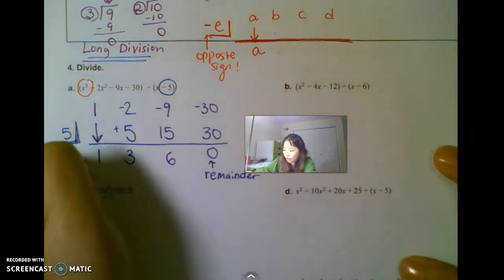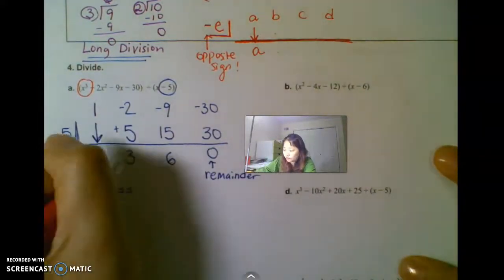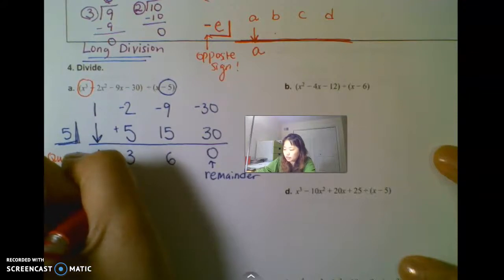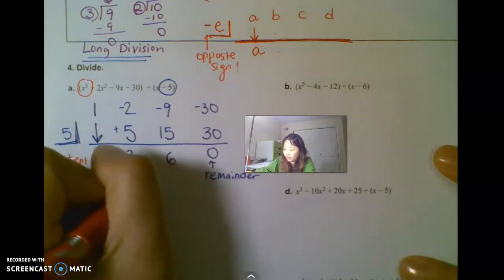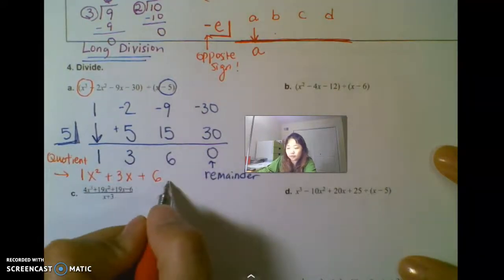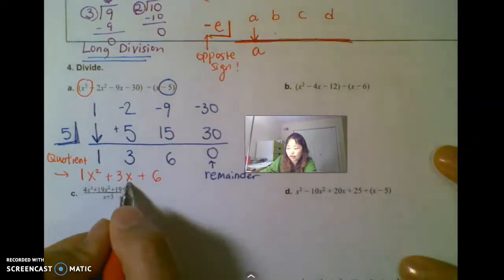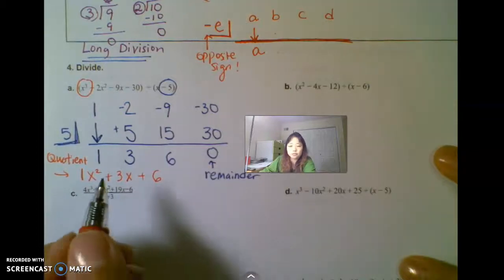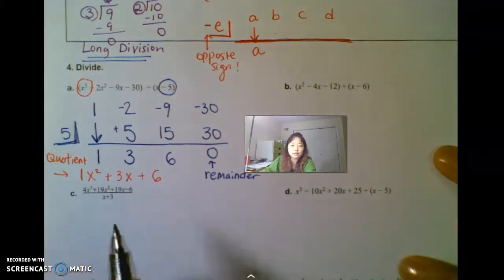So it'll be 1x squared. That's 3, so it's plus 3. Lower that by 1, so the next one is x. Plus, then there's 6. The remainder is 0, so you don't have to write anything. So that is it.